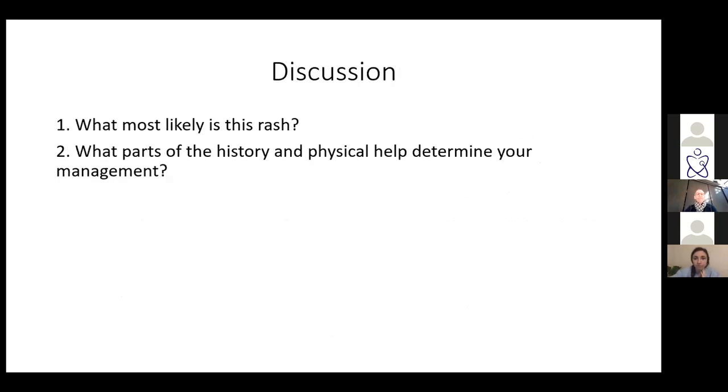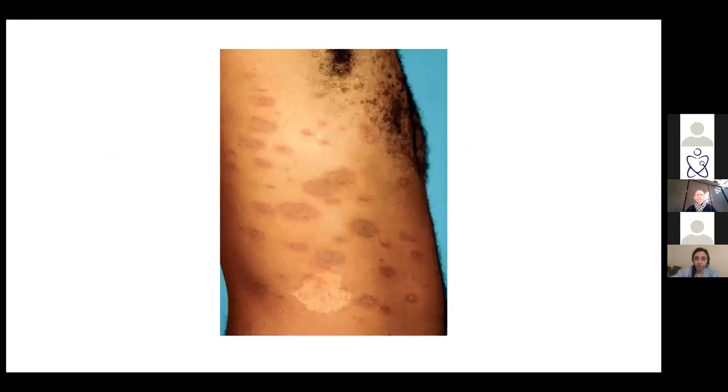Great. Okay, so some questions that can help with this answer are, what is this rash, and what part of the history and physical can help determine your next steps in management? So Dr. Colven, I'll go back to this rash. Yeah. I think some people are chiming in, and you're nailing the correct diagnosis of pityriasis rosea, and you caught on to the so-called herald patch, a spot that comes up days before the rest of the rash.